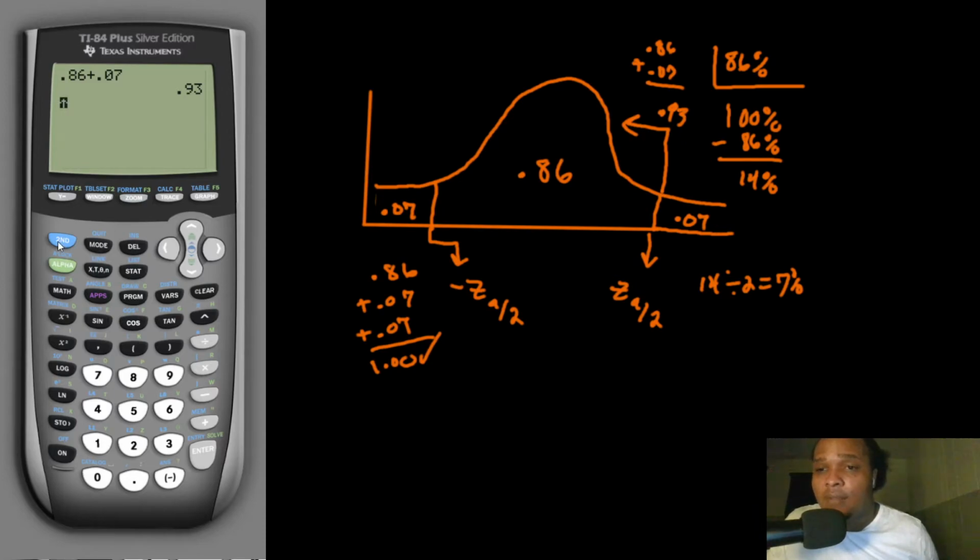So go to second vars again. We're going to go all the way down to inverse norm. We're going to put 0.93 in there.